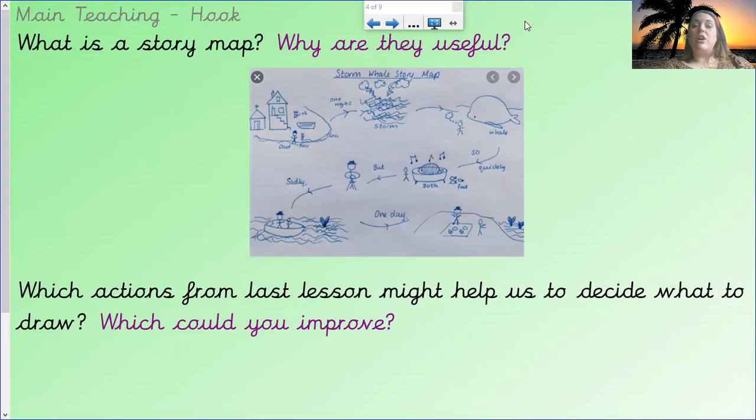And if we learn the structure and the content of a model text, a really good text, it helps us to be able to write one of a similar quality ourselves. Now, the actions that you created for your retelling last lesson will actually help you decide what pictures you need to draw today. So if you remember, I said only create actions for the key points. The key points are the pictures you need to draw today. So just have a think about which actions they were and what pictures you might draw.